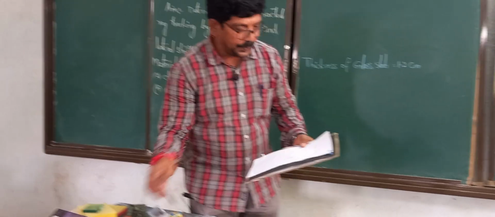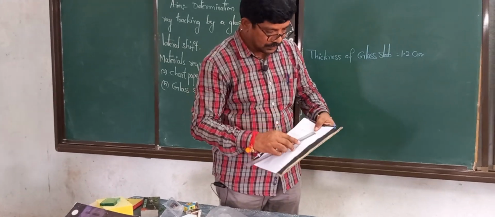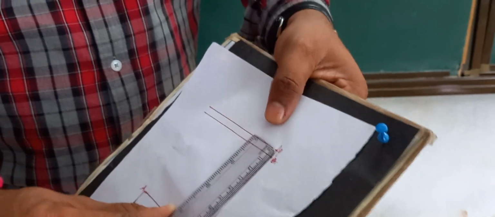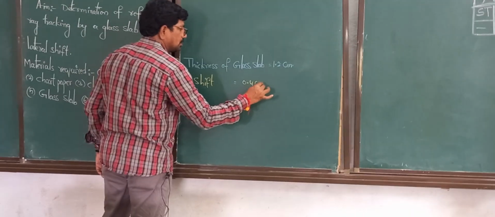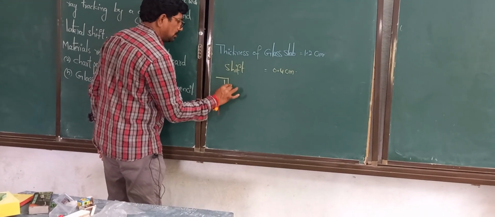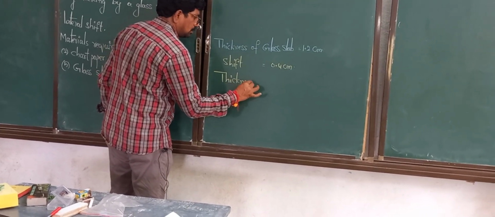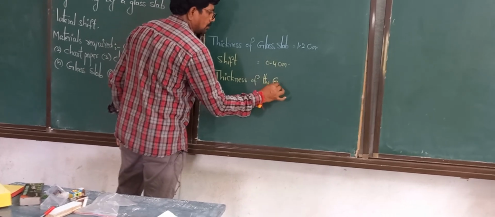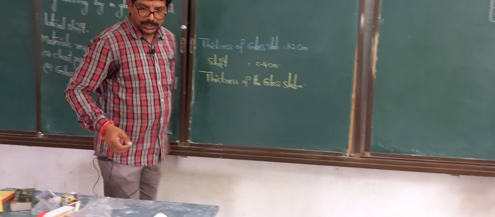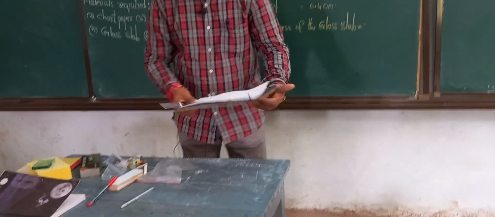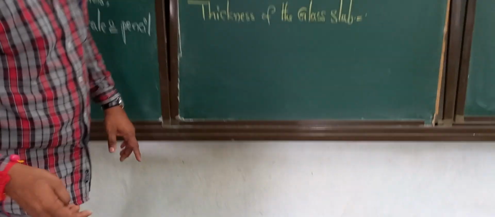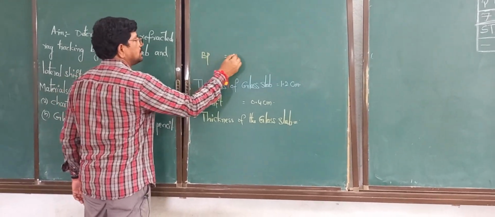Now you measure the distance between P and Q. It is 0.4 centimeters. Are you clear about that? Now, the thickness of the glass slab. The distance between P and B is how much? 9 centimeters. Here I am writing the distance between B and P is 9 centimeters.